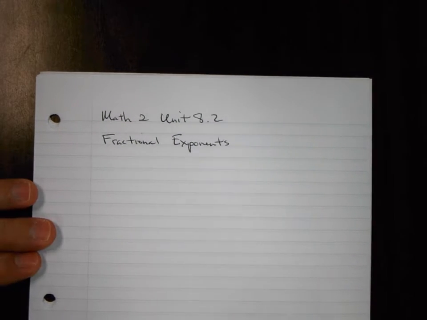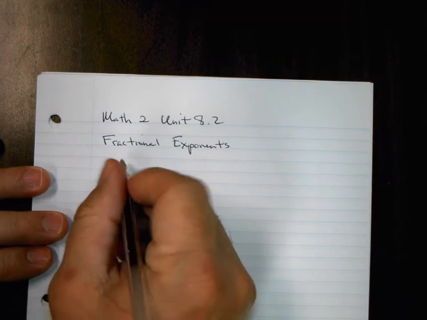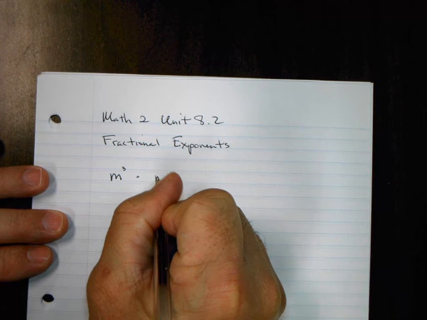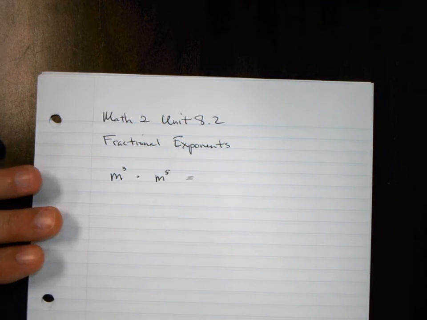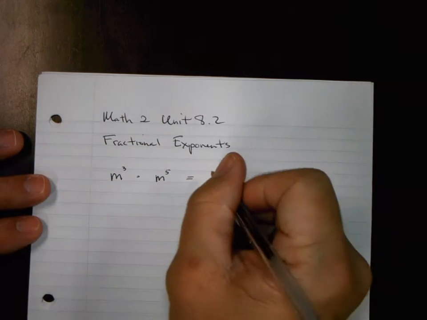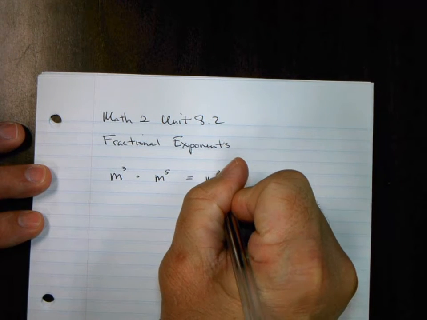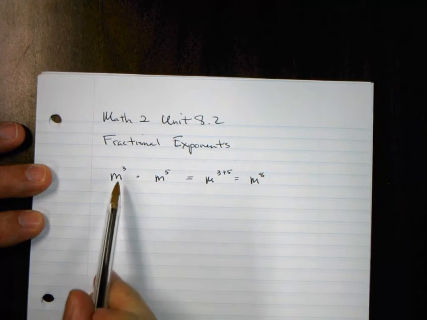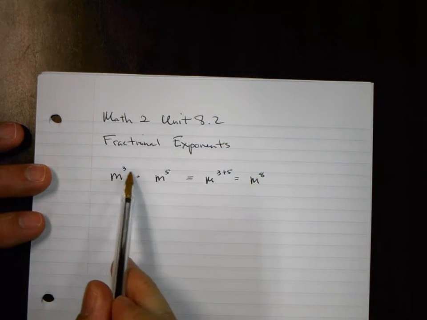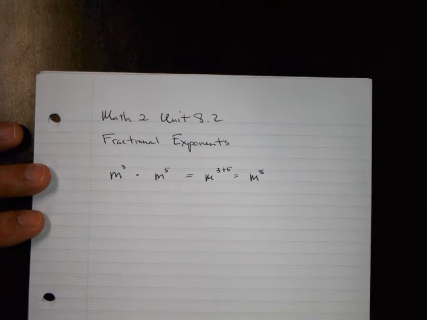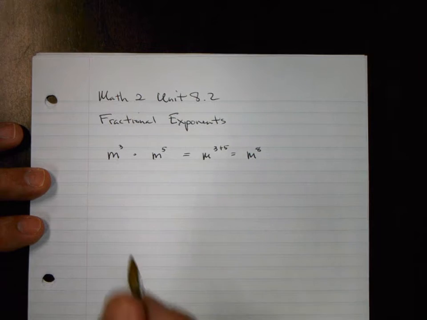And the first one we want to talk about is multiplying the same base. For instance, if you have m to the third times m to the fifth, what does that equal? Well, you should remember that it is m to the 3 plus 5, which is m to the 8th. Whenever we multiply the same base, we simply add the exponents. All right, with that rule, that should be review for you.